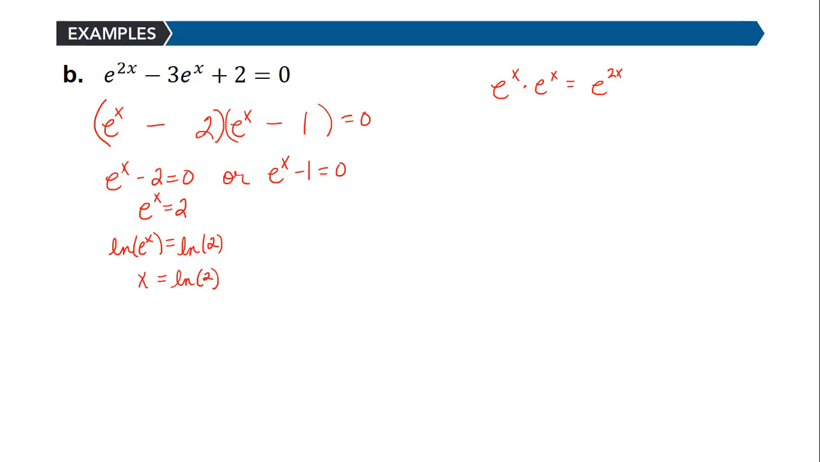Solving the other equation, e to the x minus 1 equals 0, we can add 1 to get e to the x equals 1. And then when we take the natural log of each side, we get the natural log of e to the x equals the natural log of 1, which is just x equals 0, right? Because e to the 0 is 1, so the natural log of 1 is 0. Therefore, our solution set consists of 0 and the natural log of 2.